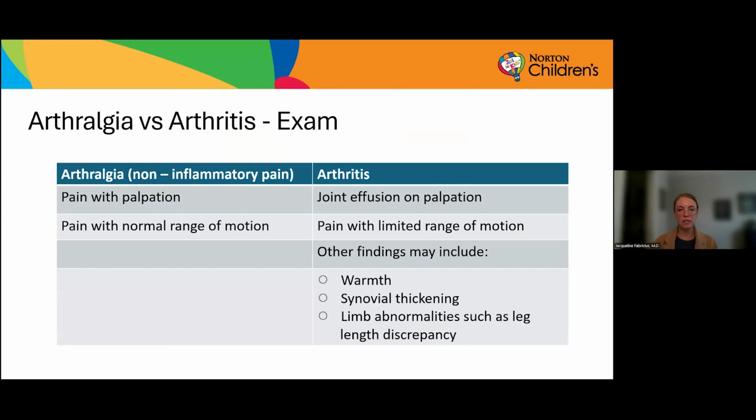So when we are assessing these patients, what are the things that we're looking for that are going to tell us that there's arthritis there rather than just joint pain? So, of course, if there's a joint effusion on palpation, if there's swelling that we can detect on exam, then we're going to know that there's inflammation in that joint. And the other way that we know that there's inflammation in the joint is if there's pain with limited range of motion. So pain alone is not enough to tell us there's inflammation there, but if the range of motion of the joint is actually limited along with pain, then that is concerning for inflammation in the joint. We can also see findings such as redness, warmth, synovial thickening, and chronic changes like leg length discrepancies can be seen as well.